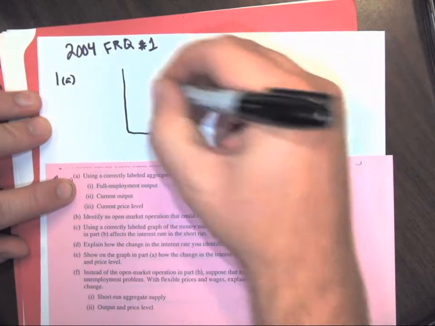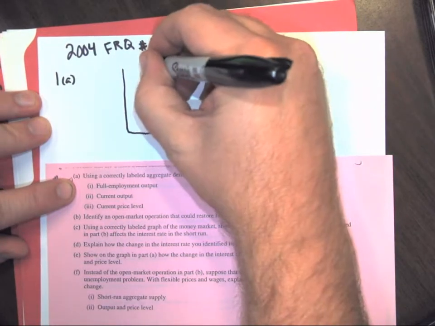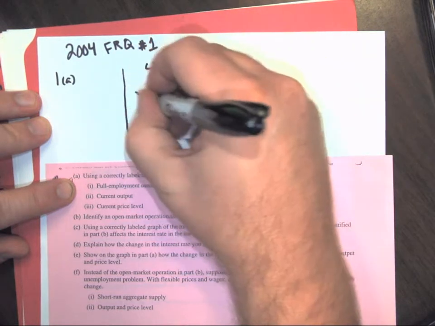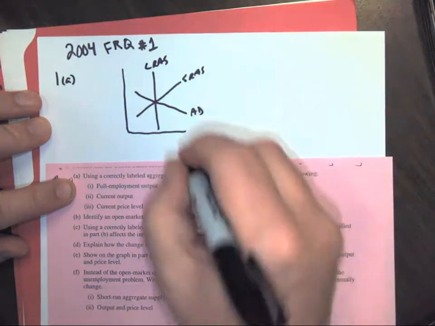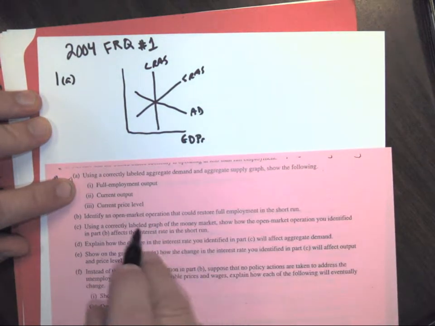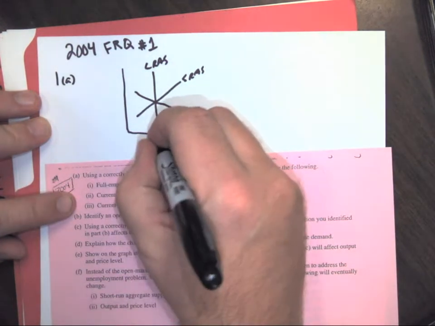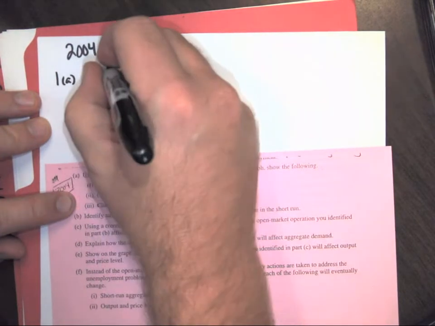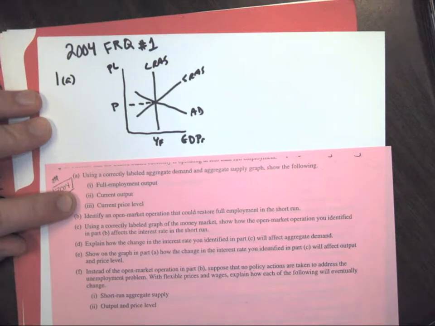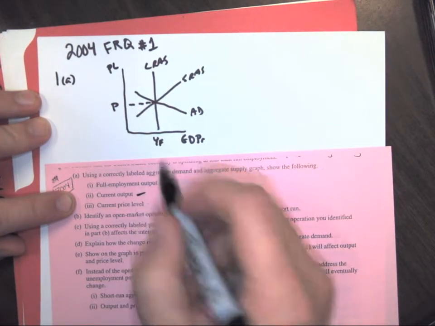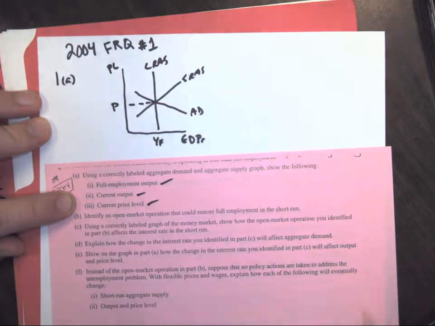So we're going to start with long run supply, short run supply, aggregate demand, real GDP, and they don't tell us what to label them as, so I'm just going to put it as YF, P, and price level. Okay, so there's our healthy economy right there. So we got full employment output, we got current output, and current price level all labeled.